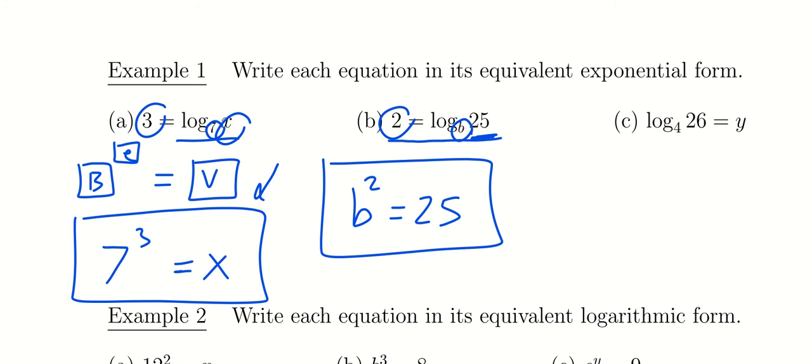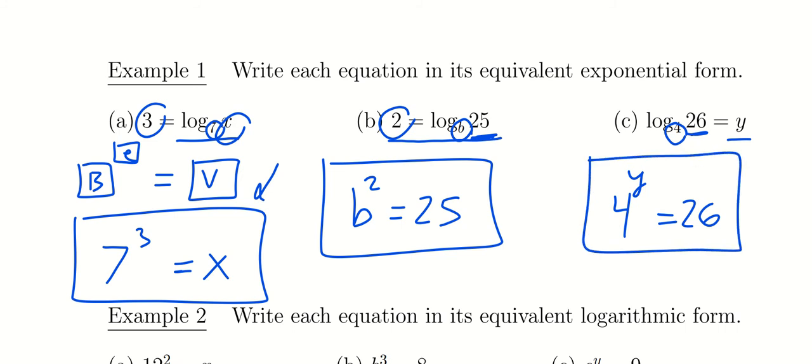Let's do one more. Start by discovering the base. That's the subscript of your log, so the base is 4. The thing that the log is equal to, the y, is the exponent, and the value is the thing inside of the log. So we would get 4 to the y equals 26.